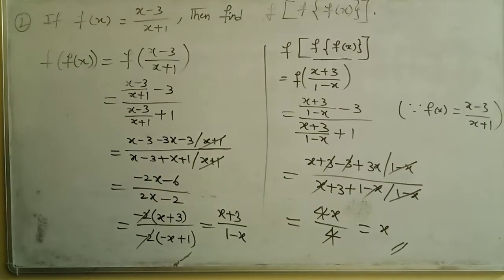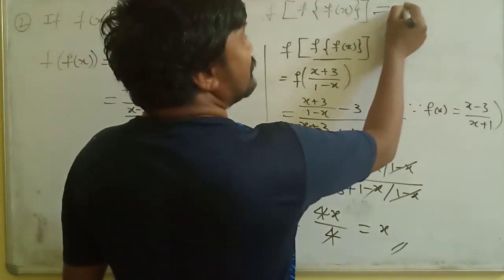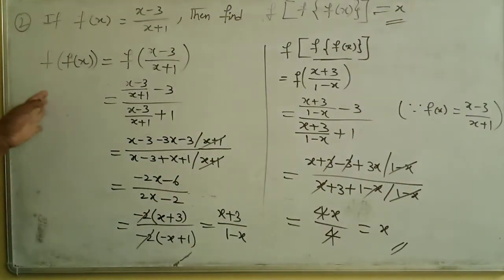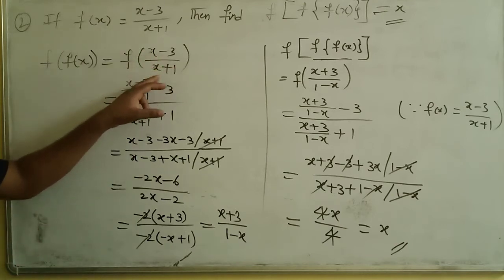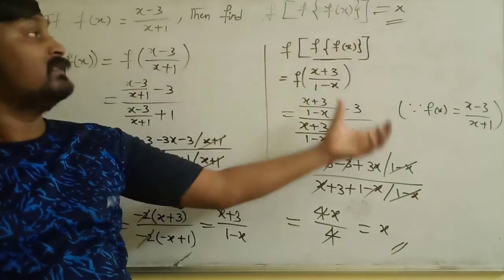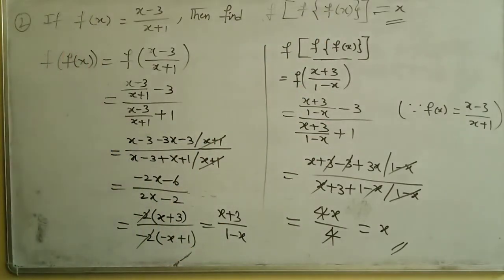So at last, what is your answer? f of x is equal to x. So that is your answer. So that is about your second solution, and if you have any doubt you can ask me in the comments, so that again I can explain. Nothing is there in this, just in the x place x minus 3 upon x plus 1 you need to substitute. First complete this bracket one, then substitute that value and you will get your answer. So that is about your second question. Let's move on to the next.